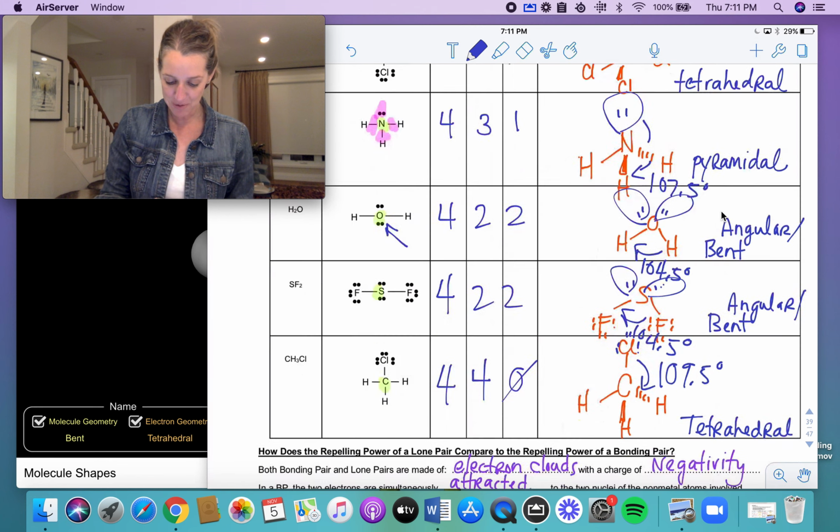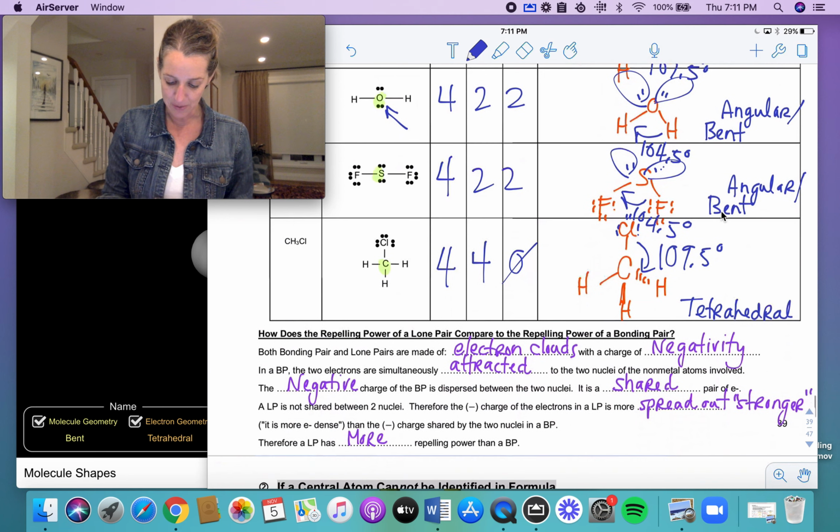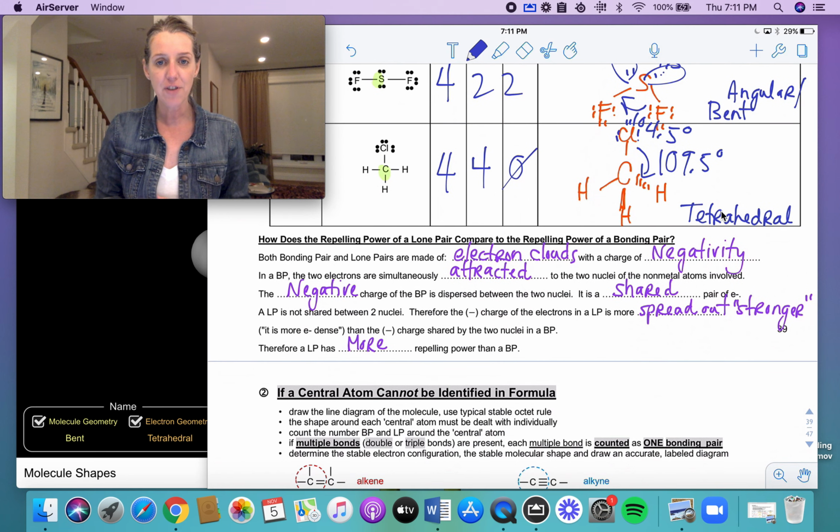Yeah, this is the VSEPR theory for shapes of molecules. Here's your explanation again for how to repel. Could you explain that on your own or talk to a friend and see if they can explain it? That's the best way to see if you understand it.